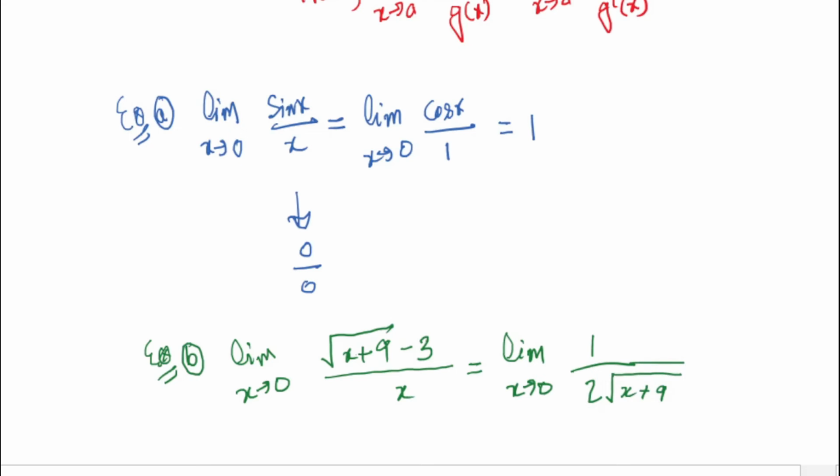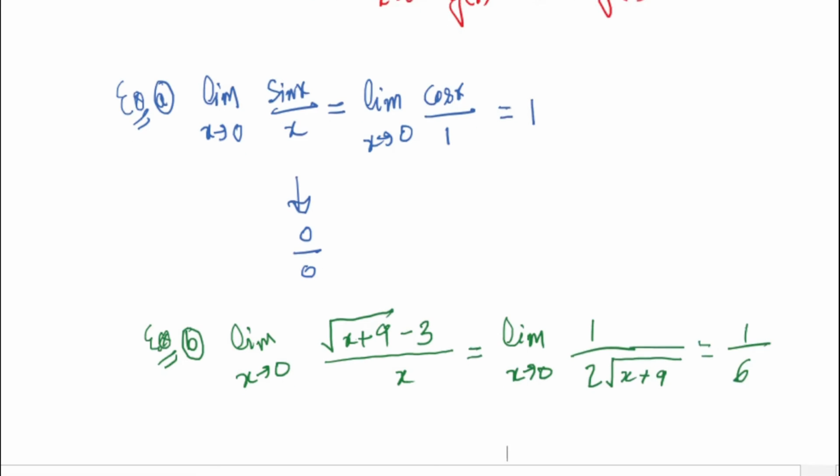The 1 upon 2 square root is the differentiation of the square root of x plus 9. If we differentiate the constant term, this is going to be 0 in the numerator, and in the denominator we have x, which if we differentiate becomes 1. So it is equal to 1 upon 2 square root of x plus 9. If we take the limit x tends to 0 and put x equal to 0, inside the square root we have only 9. The square root of 9 is 3, so 1 upon 2 into 3 is 1 by 6.